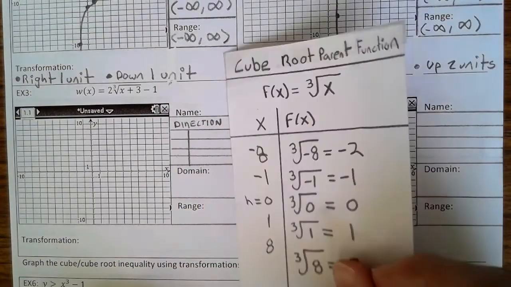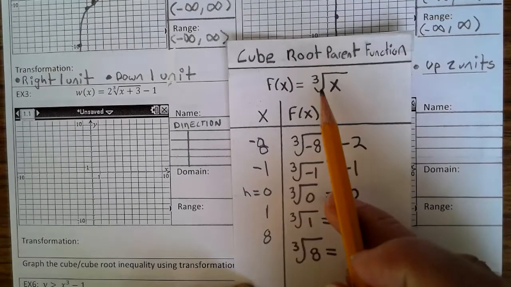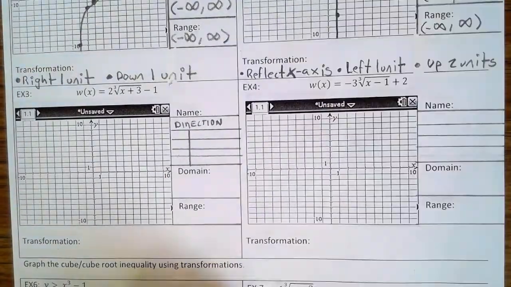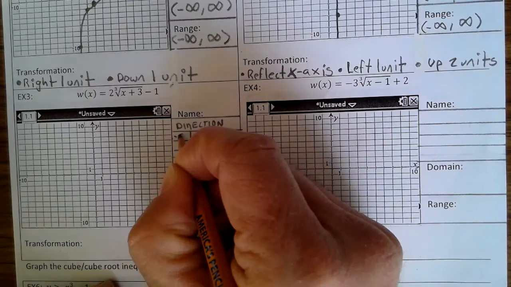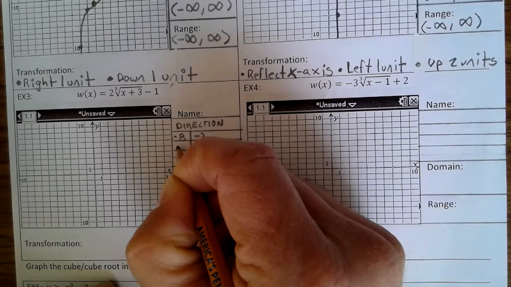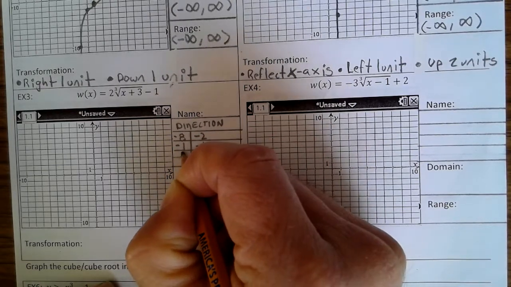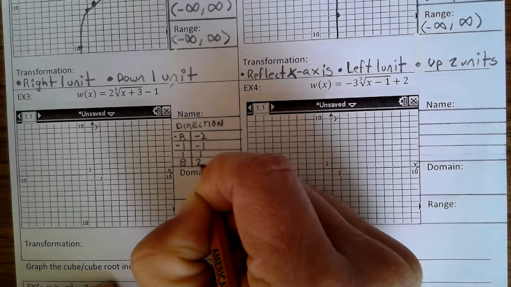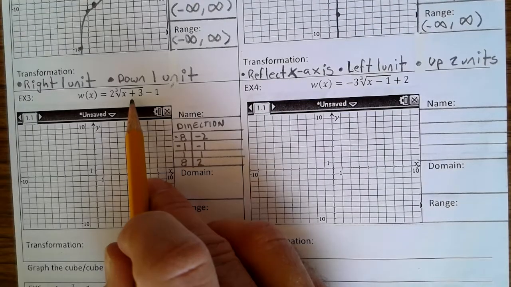Okay, so our directions are negative 8, negative 2, negative 1, negative 1, 1, 1, 8, 2. Okay, so negative 8, negative 2, negative 1, negative 1, 1, 1, 8, 2. Okay? But before we do anything else, let's move a vertex. So that means we go left 3, down 1. So left 1, 2, 3, down 1. That's our new vertex.